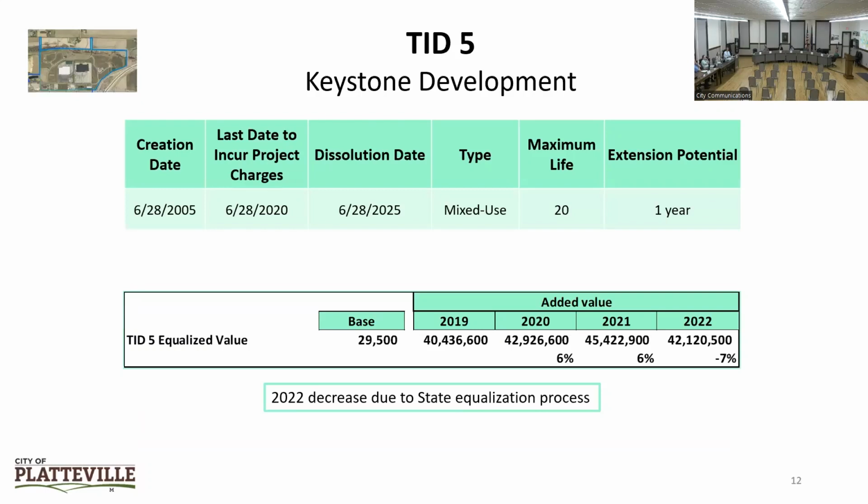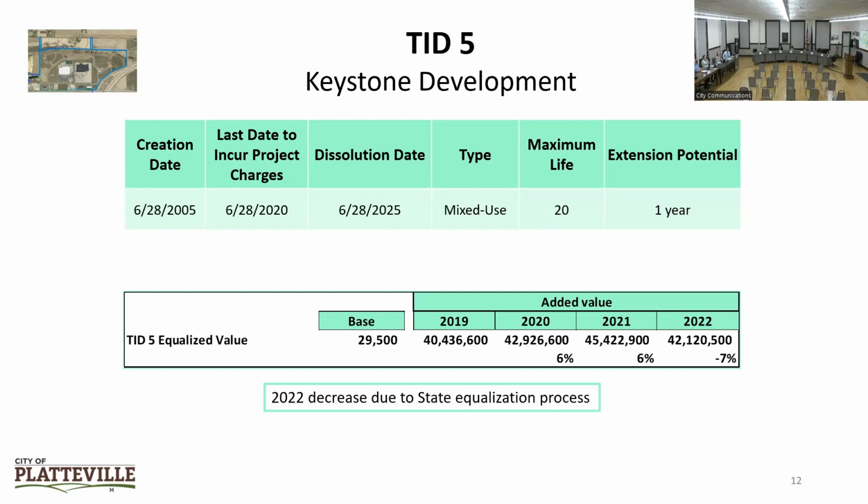Okay. So the added value, from 2019 through 2022. And I know you see the drop of 7% versus the two increases of 6% each. And that is due to the state equalization process. So the assessors assess the value of the property in the TIF districts as well as everywhere else, and they submit that to the state.